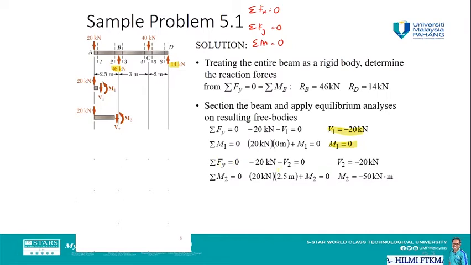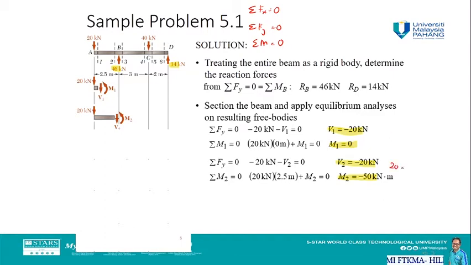So let's start with the shear force V2. Negative 20 kilonewton minus V2, we get V2 equal to negative 20 kilonewton. So we can say that the shear force from A to B stays constant. Then we have the bending moment: 20 kilonewtons times 2.5 meter, the distance exactly before point B, plus M2 equal to 0, and we get M2 equal to negative 50 kilonewton meter.